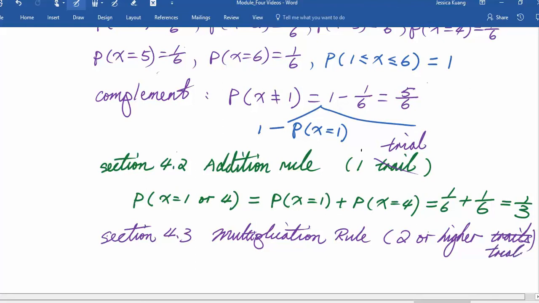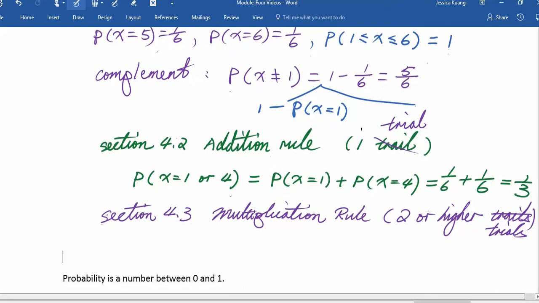So it's the experiment I'm running. That means I could choose 2 marbles, I could choose 2 cookies, I could choose 2 M&Ms. Or, for example, I could roll the die more than once, and I want to find the probability of getting, for example, 3 both times.